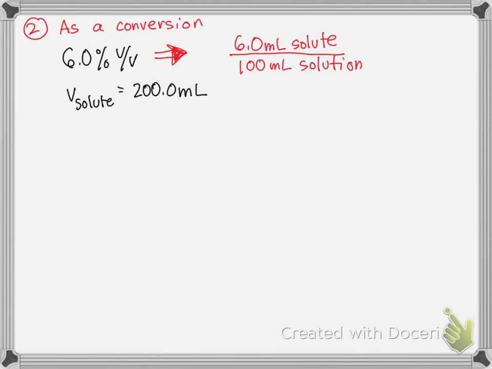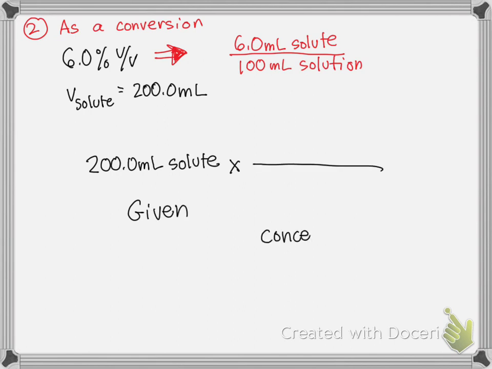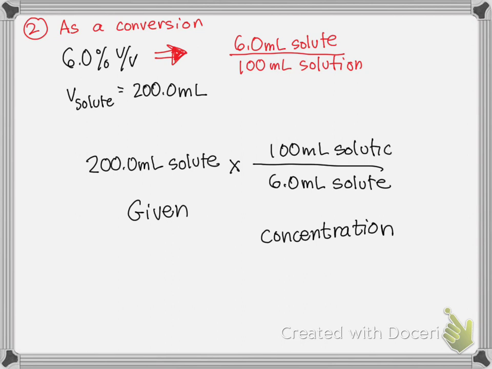And so then what you do is you always take what's given. Don't start with the concentration. So I know I have 200 milliliters of the ethanol, which is the solute. And so that was given. And then now I'm going to use the concentration. Now you do have to make sure your units cancel. So if I was given solute, the solute would have to go on the bottom. So I'm going to flip it. And so my solute cancels, and then I get my answer, which would be the same.